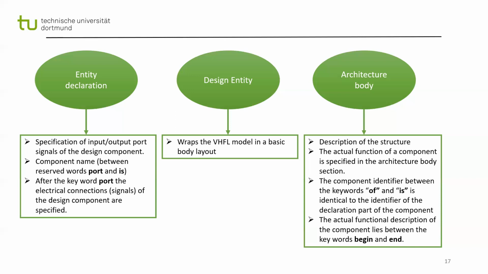In the architecture body, on the other hand, internal signals may be declared, and each signal has its own name and type. Basically, the description of the design structure is within the architecture declaration. The functionality of your design is described and written within the architecture part of a VHDL model.